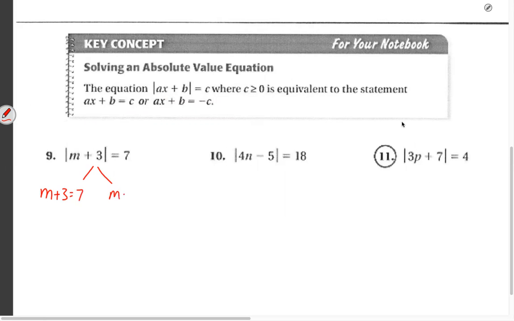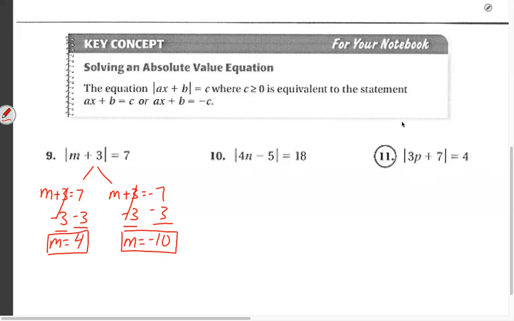Going through some examples here, we're going to set n plus 3 equal to 7. And we're also going to set n plus 3 equal to -7. In order to solve this, I'm going to subtract 3. That's going to give me n equals 4. And if I subtract 3 over here, this is going to give me n equals -10. So notice here's my 2 answers, 4 and -10.